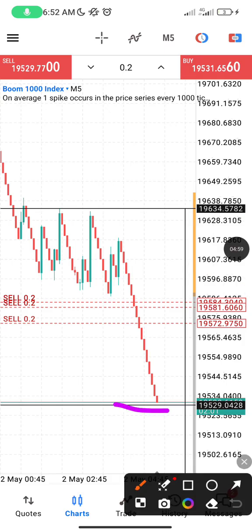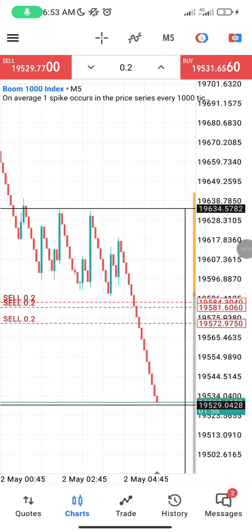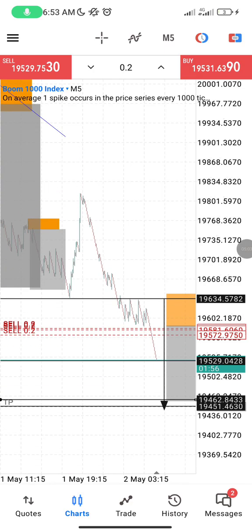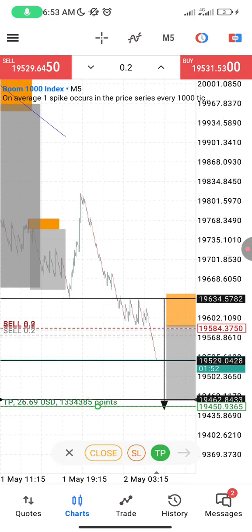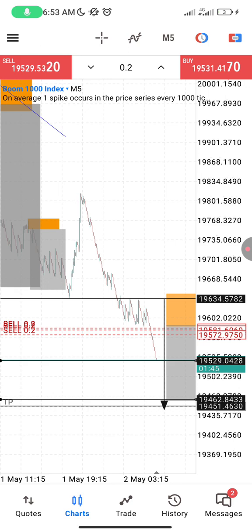The line you see here is our first target, so price might react right about it. My final TP here is actually 130 pips. That's the final target. I think 135 pips. That is the final target. Right now we are over 50 pips.